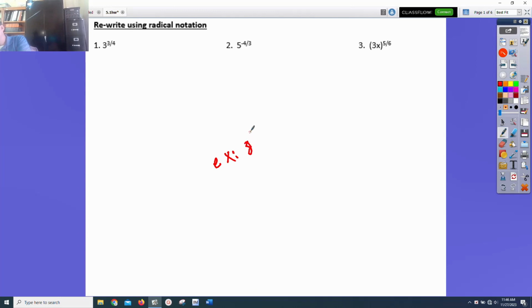Let's do 8 to the negative 5/3. Boy, that's annoying. Anyways, I need 2 rules. I need this rule that says x to the negative n is 1 over x to the n.